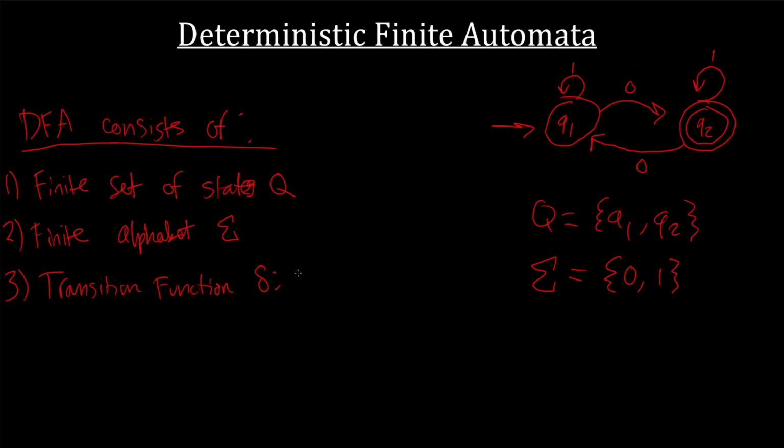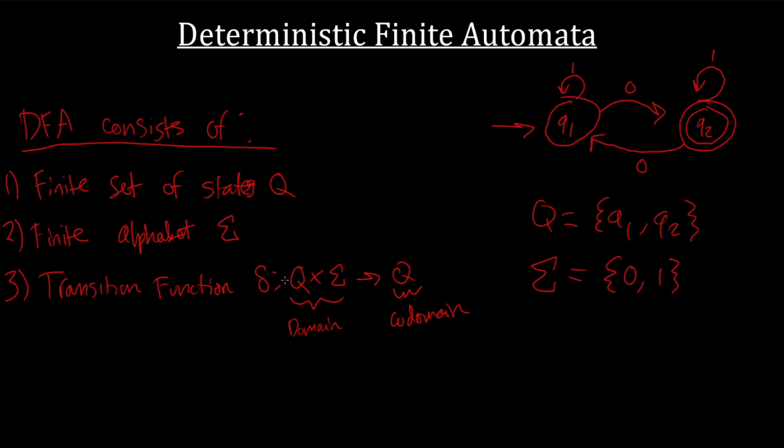So we have a function delta that maps elements from Q cross sigma to Q. Okay, so this may look complicated, but it's really not. So I'm going to explain what's going on here. This first part before the arrow is the domain of the function, and this second part over here is the codomain. So let me just label this to make it more clear. This is the domain of the function. This is the codomain. Okay, so we are mapping elements from the domain Q cross sigma to the codomain Q.